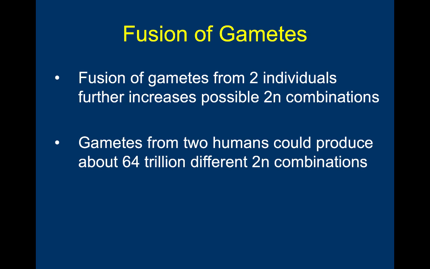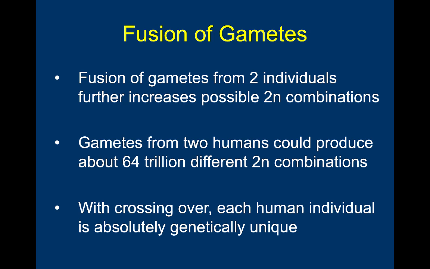You really never see the same combination of genes twice because there are so many different ways of creating unique combinations of genotypes in the population. And by the way, the 64 trillion thing doesn't even include crossing over. So by the time you factor that in, this number goes absolutely through the roof with the number of combinations you can have for genotypes produced by any 2 unrelated parents.